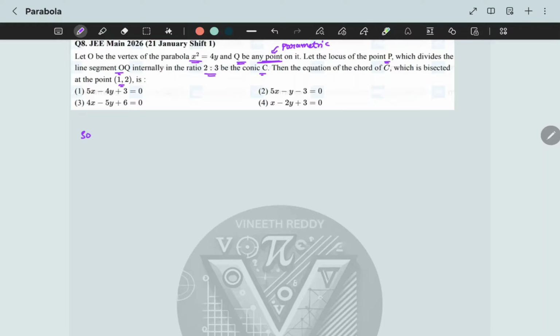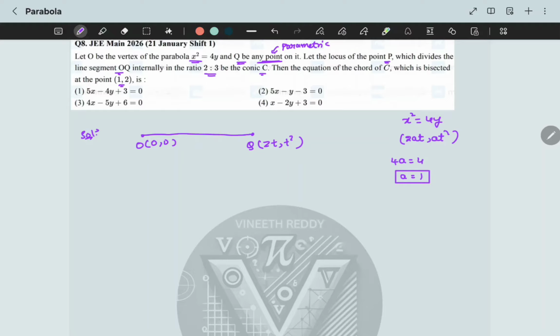That means first we have to find the conic C. For that, vertex O of the parabola is (0, 0) and Q be any point. So let me take Q as, here the curve is something like this. So the parametric coordinates will be (2t, t square), not (t square, 2t). Think about it, replace x with 2t and y with t square. This condition will be satisfied. And what is 4a equals to 4? a is equal to 1. That means Q will have the coordinates as (2t, t square).